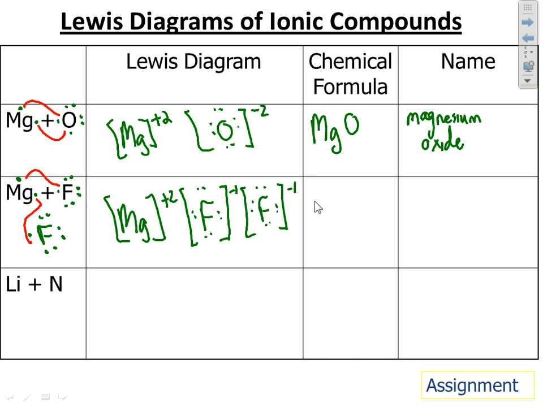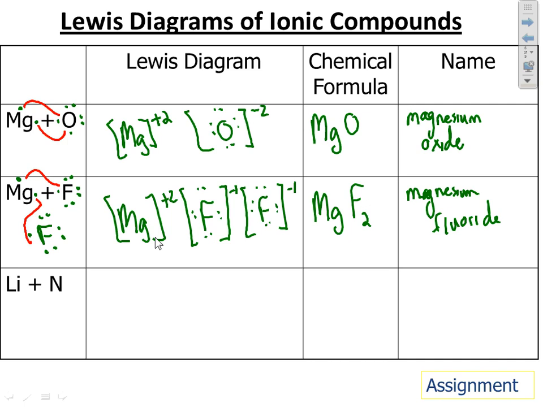of 2. Formula: Mg, 1, we don't write in the 1, F, and this time we needed 2. So we needed 2 of those atoms. What is this called? Magnesium, because it's a magnesium ion, fluoride, because it is a fluoride ion. And we don't put anything in front of here to indicate 2 fluorides. We will worry about that later on. It's just magnesium fluoride. 2 fluorides are needed to bond to 1 magnesium.